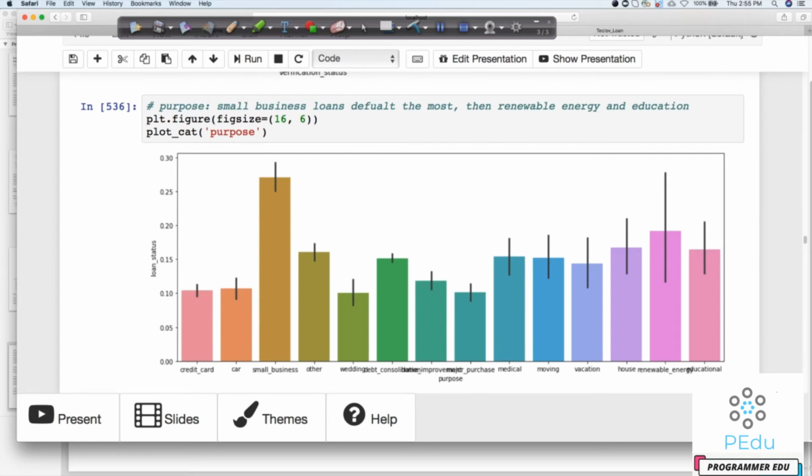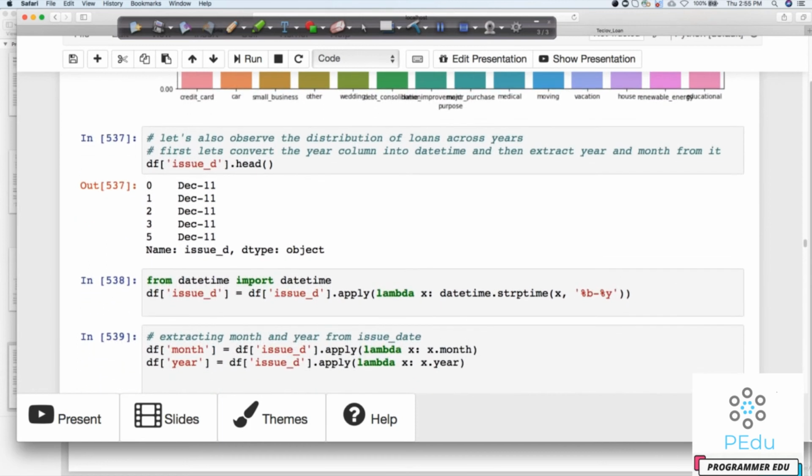Now, this is interesting, right? If you look at it, this is giving us an interesting insight. Maybe if a person is going to apply for a loan in future for a small business and so on, we may accordingly take the decision that this looks like a risky customer. Now let's look at the second thing.